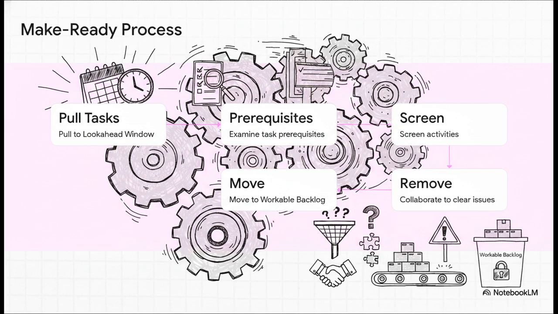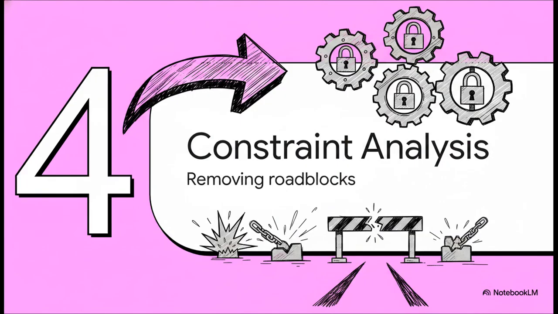Just let that sink in for a second, because this sequence is the absolute engine of project stability. Section 4. Constraint Analysis Details. Step 4 of that process is where the magic happens. So let's get into the details.